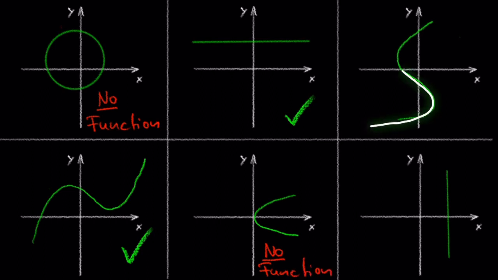Does this graph represent a function? We see that the vertical line intersects the graph 3 times. So this graph does not represent a function.